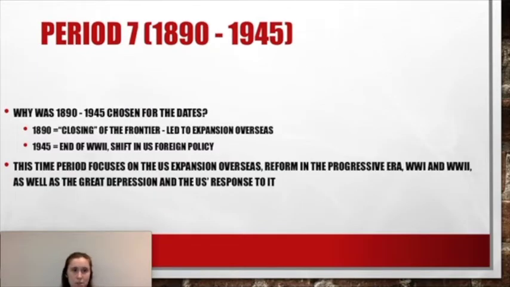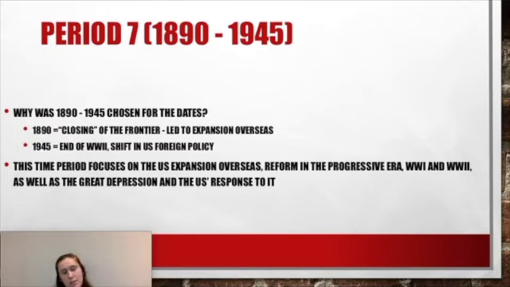All right, guys, period 7. So the dates for this period, 1890 to 1945. 1890 is important because this is what we call the closing off of the frontier, the end of a lot of that initial development out west, and as such, companies are going to look to areas outside the nation to try to expand their economic activity. And then we have 1945, which is going to be the end of World War II and the end of your content for your 2020 exam.